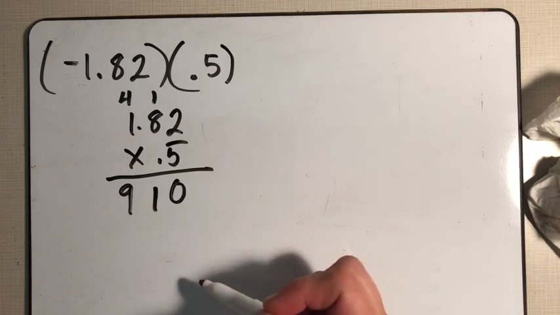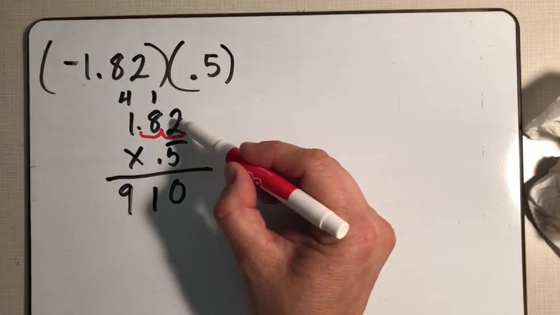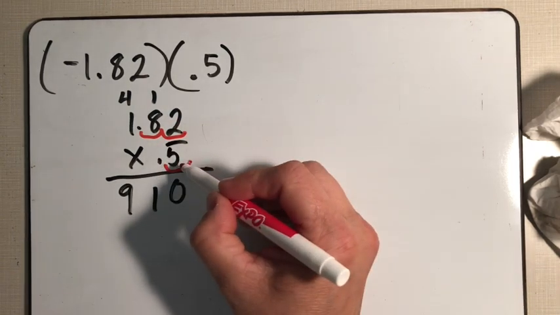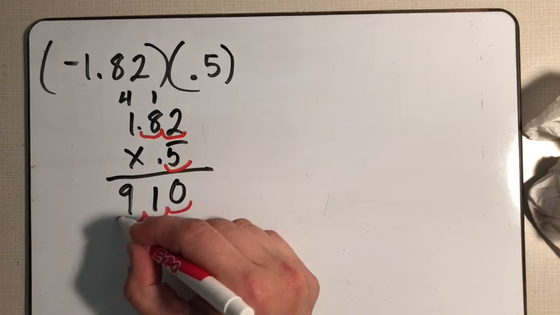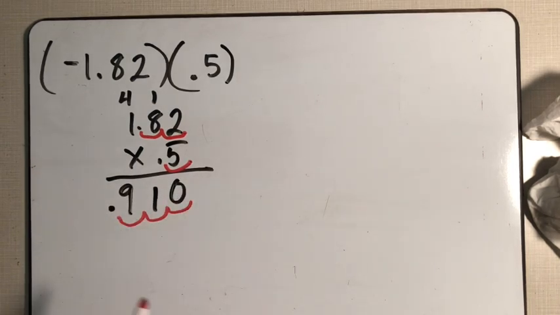So let's see how many decimals are in the problem. I've got 2 decimal places in this number, and I've got 1 decimal place in this number. So altogether, that's 1, 2, 3 decimal places. So my decimal is actually going to go right here. And 0.91 is pretty close to 1. So I feel pretty comfortable with that.